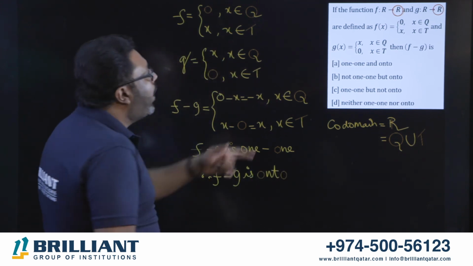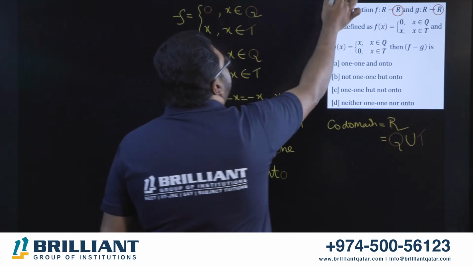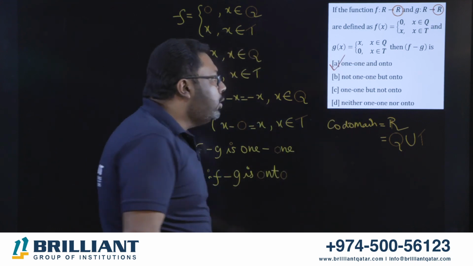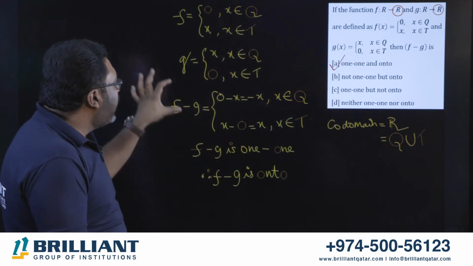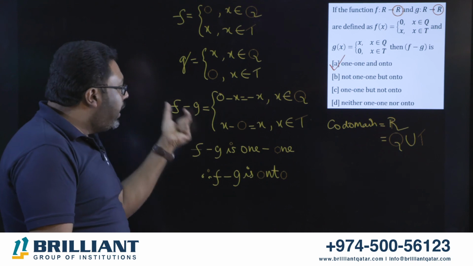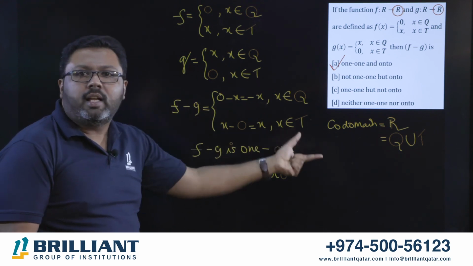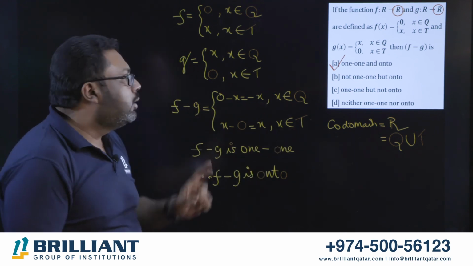Look at the options. 1-1 and onto, option A. It's a very simple understanding. Write what f minus g is, and it's very clearly 1-1 and very clearly onto.